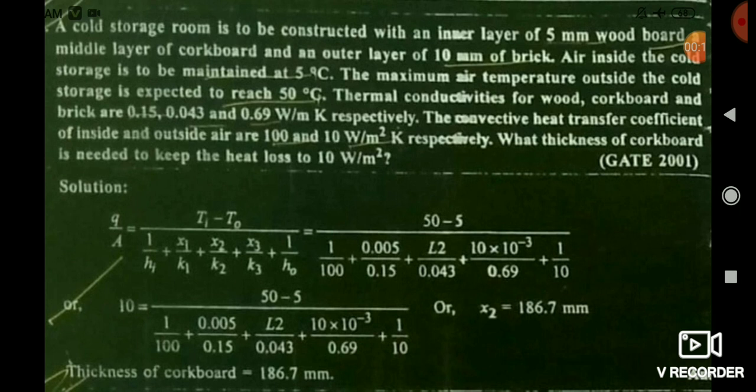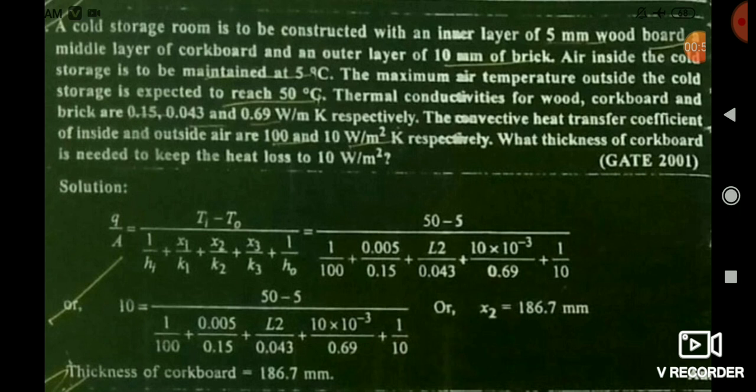You can see, read the question: the inner layer of wood is 5 mm, the middle layer of corkboard is given, and 10 mm of brick, and air inside the cold storage is maintained at 5 degrees centigrade. The maximum temperature is 50 degrees centigrade, and the thermal conductivities are given, and the convective heat transfer coefficient is given, and everything. Friends, in the last it is given that the amount of heat loss is 10 watt per meter square. Means the total amount of heat loss from this whole system is 10 watt per meter square.